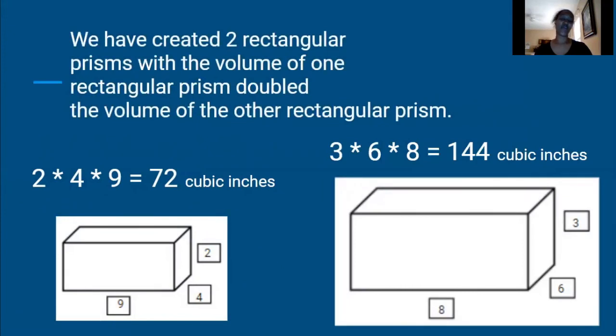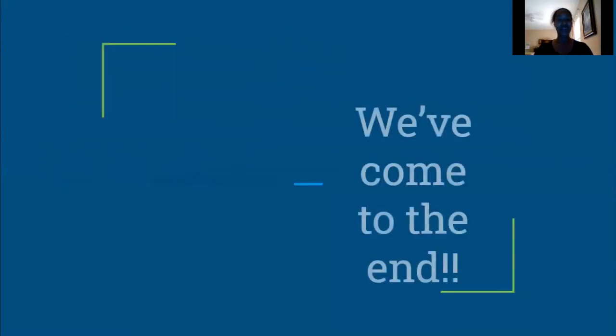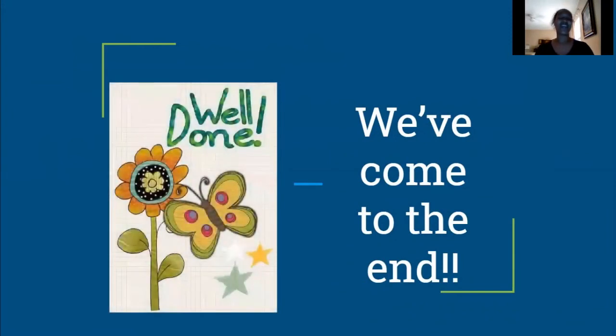And again, here we are with our 2 rectangular prisms, doubled. Guess what? We've come to the end. Well done. You've had an awesome week working with area, perimeter, and volume.